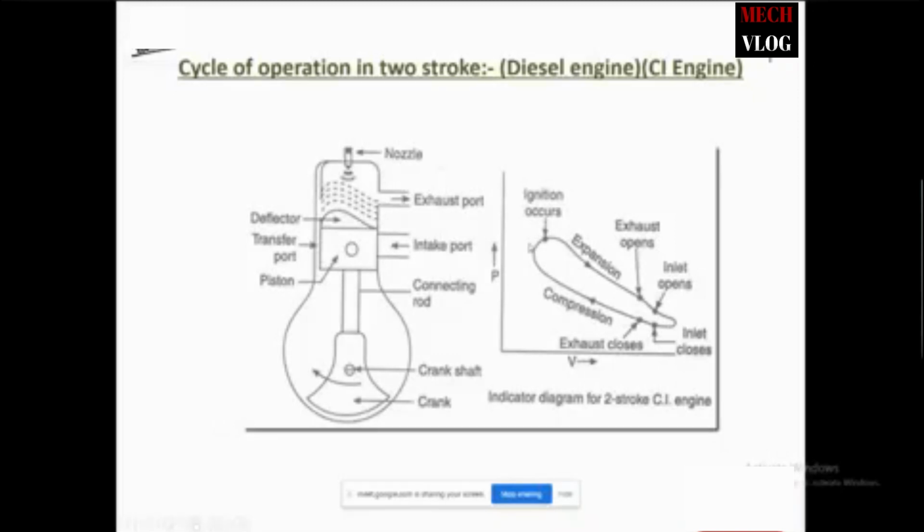So it happens like a cycle. So this is called the real Otto cycle, diesel cycle. Okay. Any doubts?